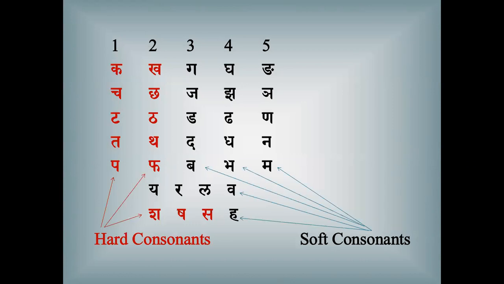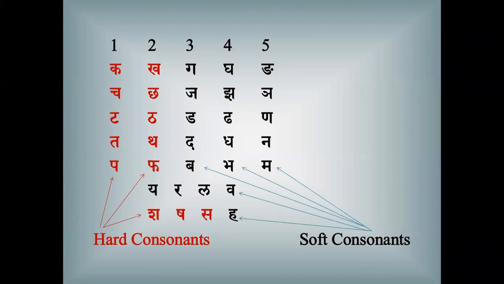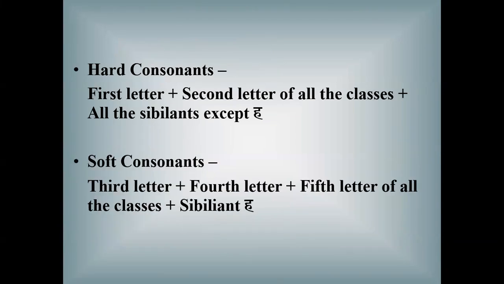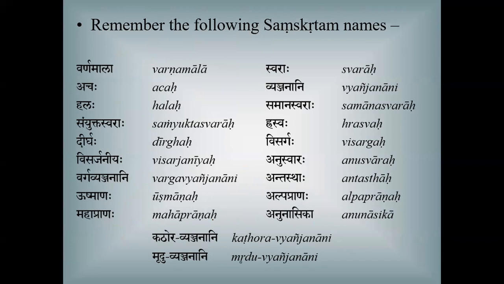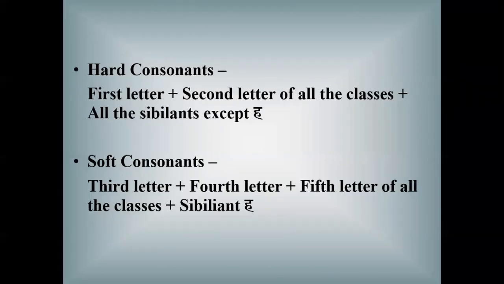A simple way to remember the hard and soft consonants: the first letter and second letter of all the classes, and the first three sibilants, are hard consonants. All the remaining letters are soft consonants. This is what you can see in the slide. Hard consonants are the first and second letters of all the classes, and all the sibilants except ha. And the third, fourth and fifth letters of all the classes, plus the sibilant ha, are soft consonants.